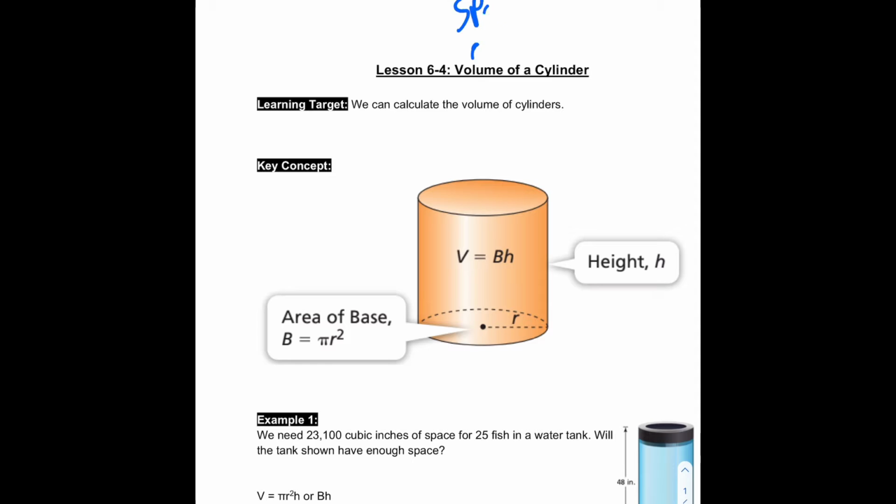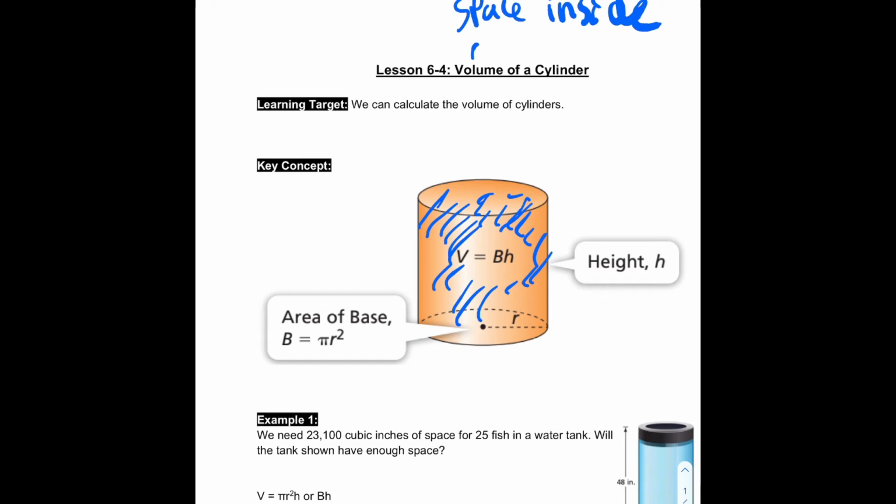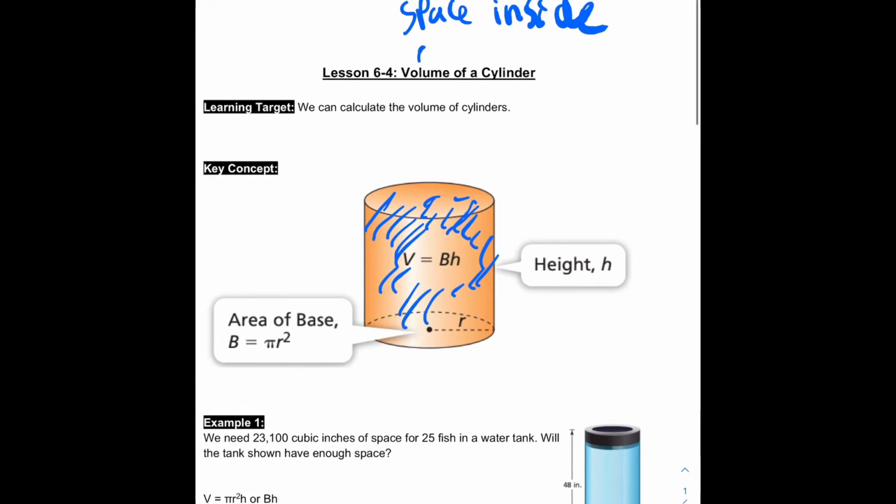Still working with cylinders, lesson 4. This time we're talking about the volume, which is like the space inside. So if we filled up this whole thing full of water, or we put another type of liquid in there and it was completely 100% full, that would be the volume.